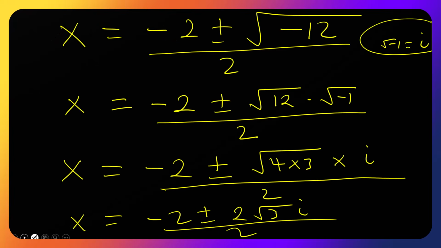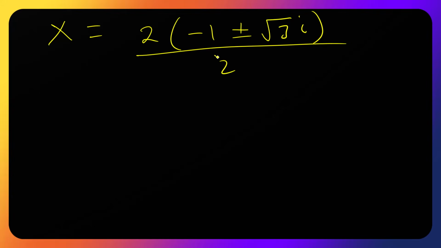So we have x equals minus 2. Let's take 2 out. You can make it like 2 out, then minus 1 plus or minus square root of 3 i on 2, like this. This one will cancel. So we have x equals minus 1 plus or minus square root of 3i.